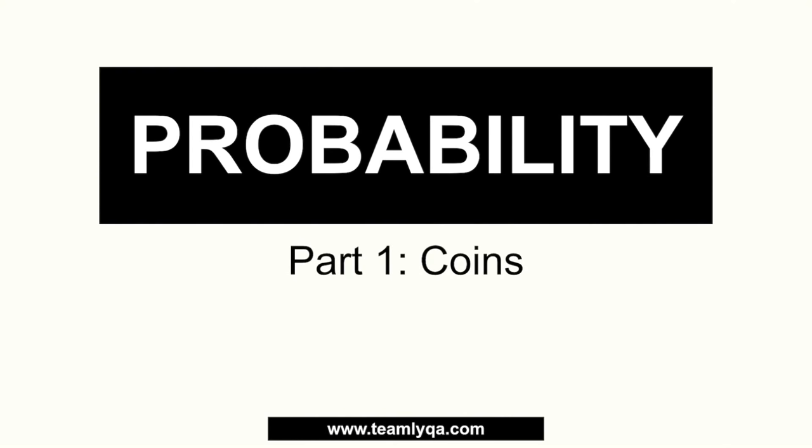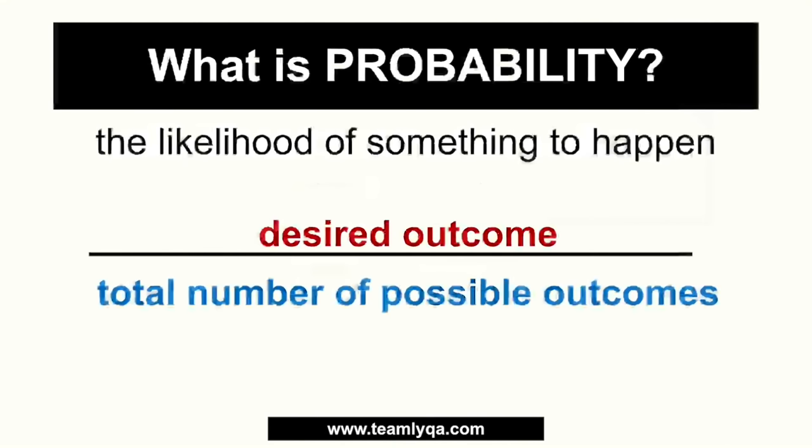So ano ba yung concept ng probability? Let's start with the definition. Ang probability is basically the likelihood of something to happen. Ibig sabihin, ano yung posibilidad, gaano kaposible na mangyari ang isang bagay na gusto mong mangyari. Ang formula niyan is yung desired outcome, ibig sabihin yung gusto mong maging resulta, over the total number of possible outcomes. Ibig sabihin, yung gusto mo ma-achieve na resulta over lahat ng posibleng mangyari sa sitwasyon na yon.